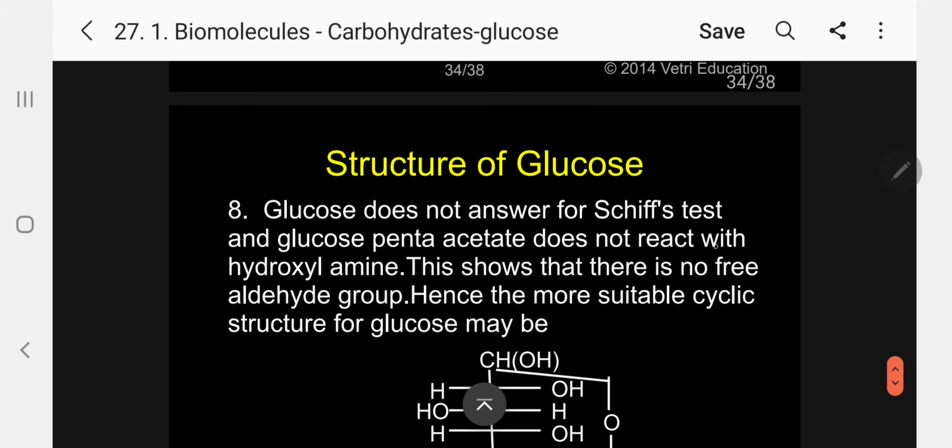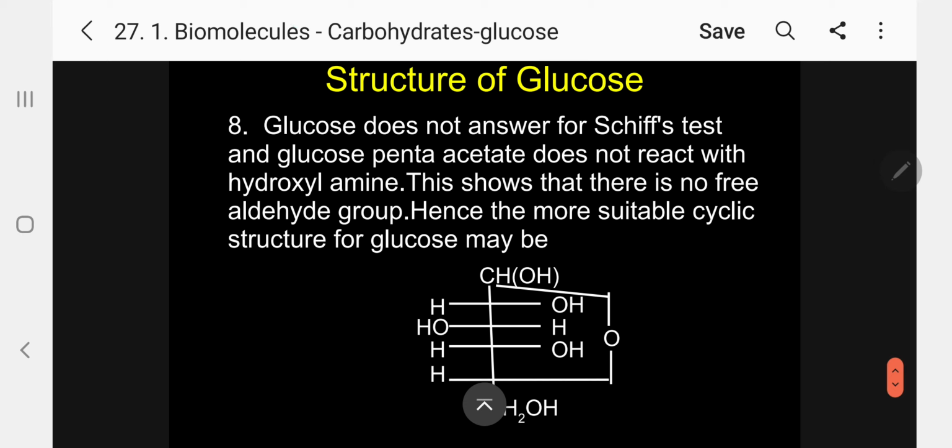Now, glucose, please remember this is very, very important. Glucose does not answer the Schiff test, Schiff reagent, because all aldehydes answer Schiff reagent to give a violet color, which indicates an aldehyde. Kindly follow. But glucose does not answer. That means there is no free aldehyde group.